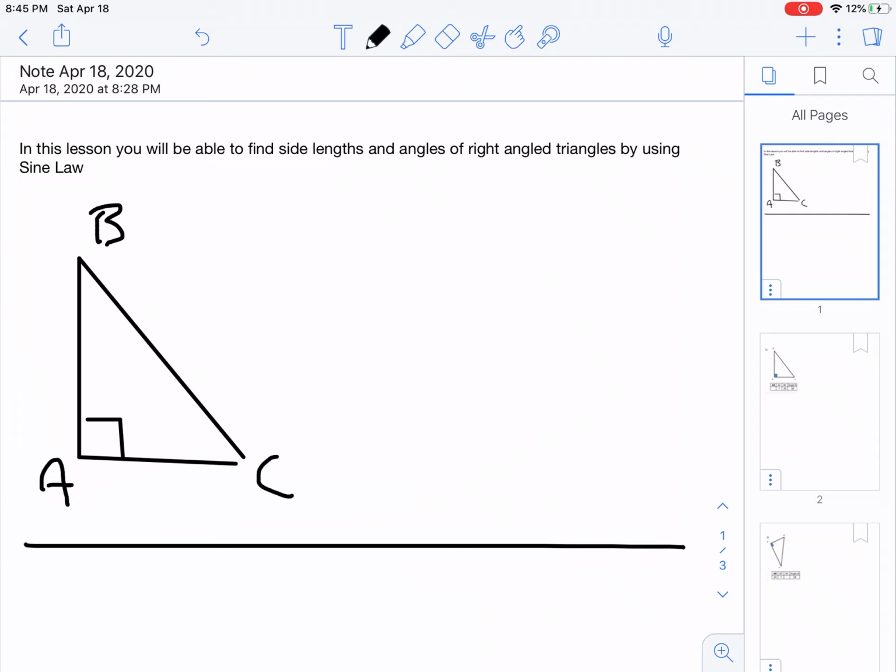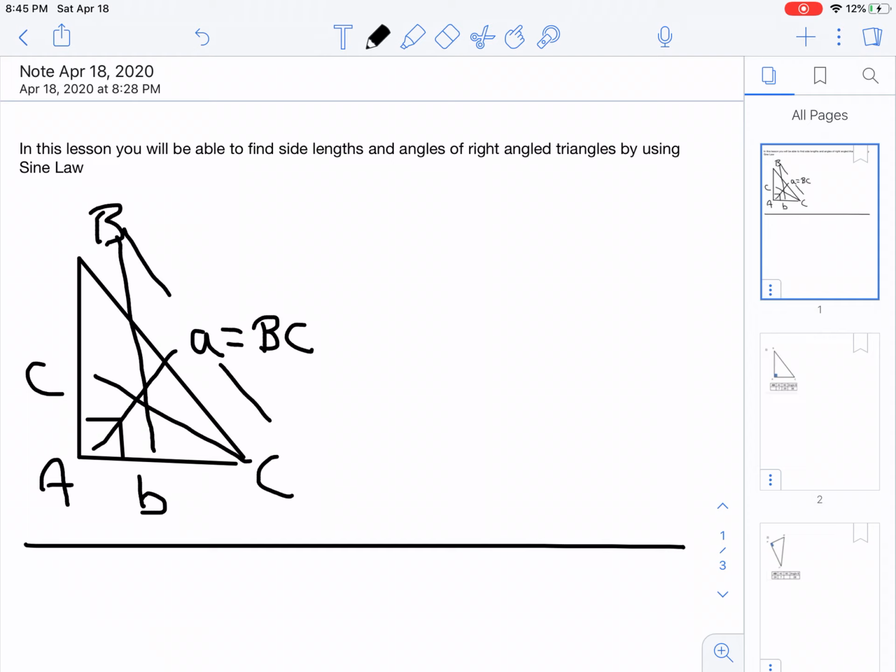And then the sides that are across from the capital letters, we use lowercase letters. So a side across from capital A is side a, and that's a lowercase a. Across from the angle B is side b, and then across from angle C is side c. We can also call a side BC because it's between B and C, or we can call side b AC, and we can call side c AB because it's between A and B.